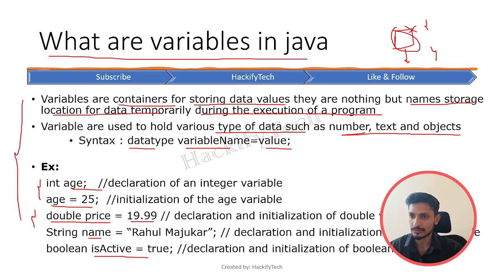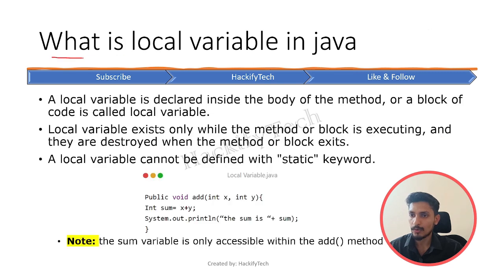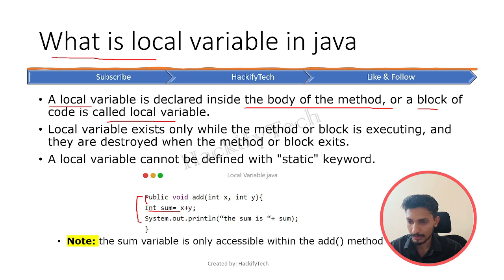The next question: what is a local variable in Java? A local variable is declared inside the body of a method or a block of code. We call it a local variable, which means if you have a method here and you define the variable inside it, that is a local variable. This is a small i, not a capital I, and this is a small p. Whenever you write System.out.println, make sure the S is capital.